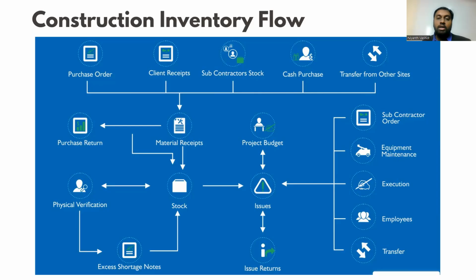And the transfer. Transfer as in transfer from other sites and what we'll be sending to other site. The first one was transfer from the other sites. This is transfer to other sites. So if other site is in emergency and they badly need a material and we have excess material in our stock, we can send it to that site as well. Of course, the head office will take a decision on that, but that is also a type of issuing of material. So this is how the inventory flows.